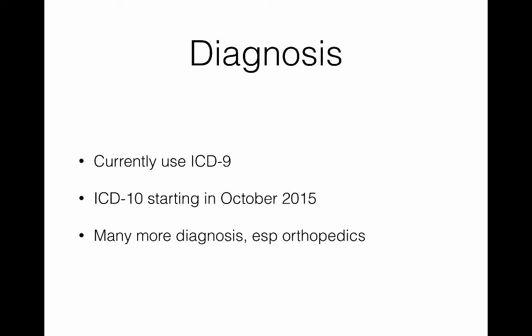That is the way we talk to insurance companies about getting paid. So abdominal pain's got a code. Appendicitis has got a code. Right upper quadrant abdominal pain has got a code. And so there's lots and lots and lots of codes for ICD-9.